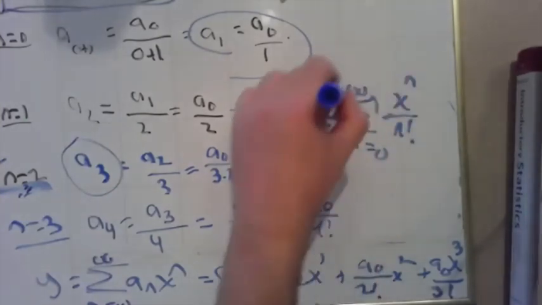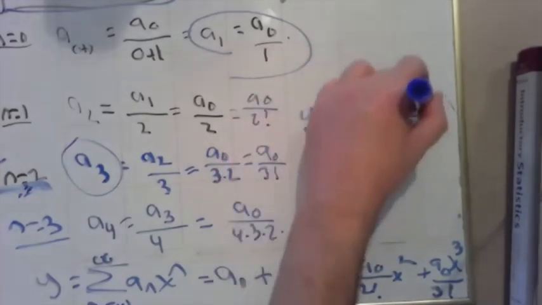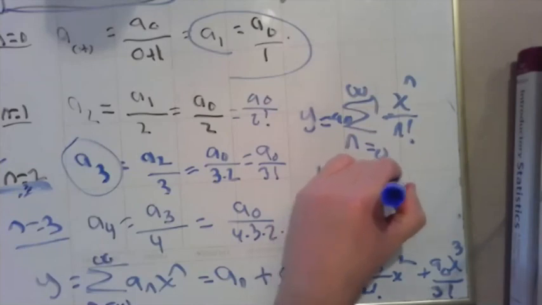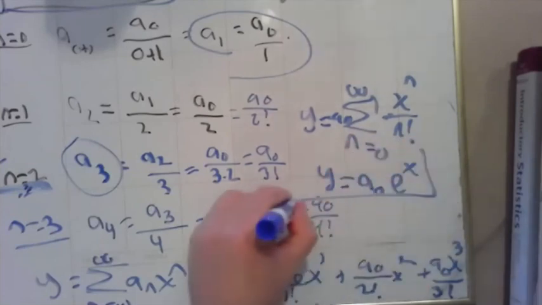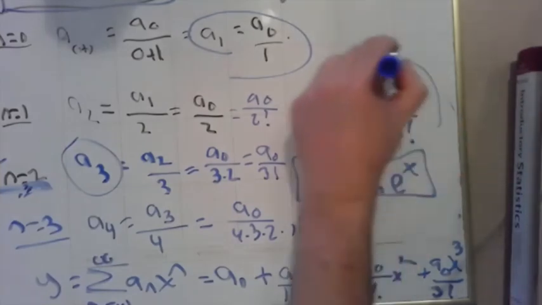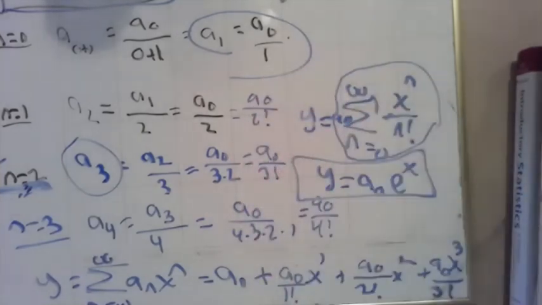Wait a minute, I know what that power series is because I took Calc 2. That's e to the x. There's my solution, e to the x. Because we happen to recognize this formula we came up with. Sometimes that happens, sometimes it doesn't.